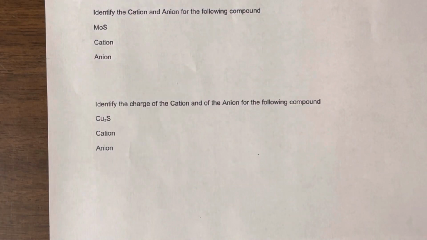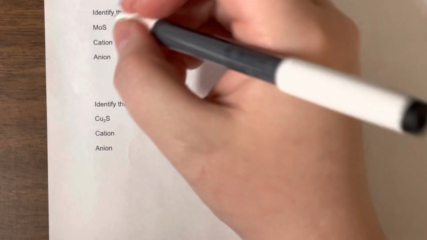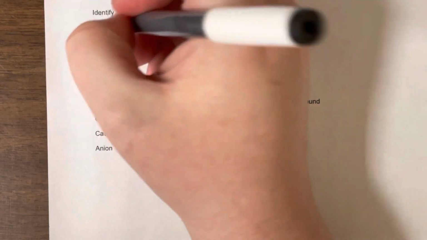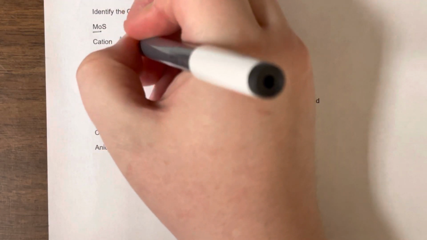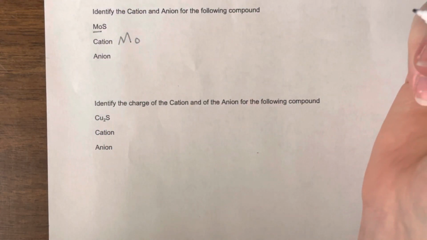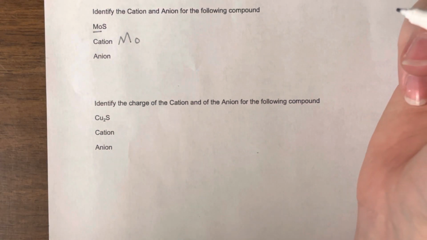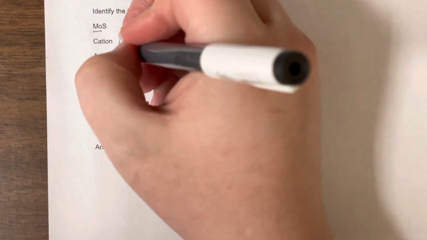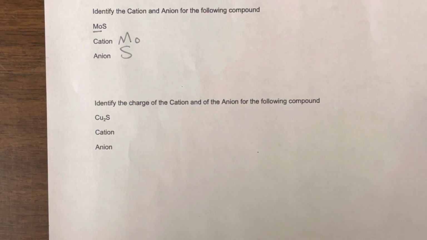Identify the cation and the anion for the following compound, MoS. My cation is always going to come first, so that means that Mo, which is molybdenum, is my cation, and S, which is sulfur, is my anion.